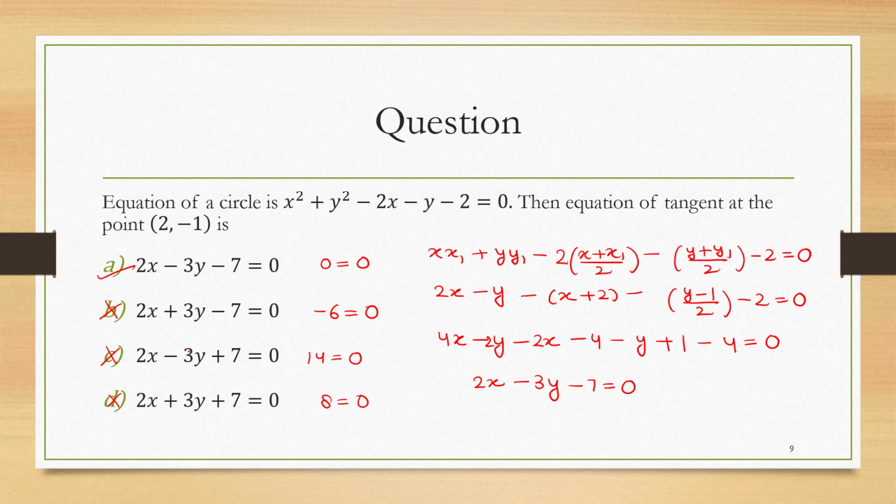Okay, so in this method, when we are putting points, we can't tick any of the options, but we can cancel. If we are able to cancel 3 options, then the fourth one is obviously the correct answer.